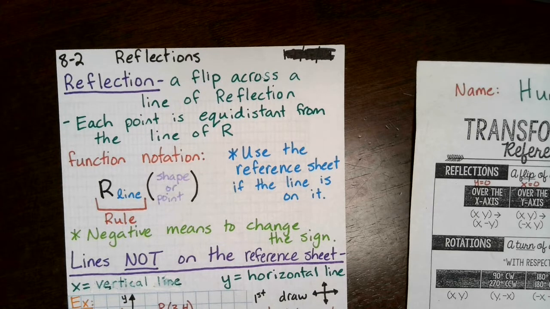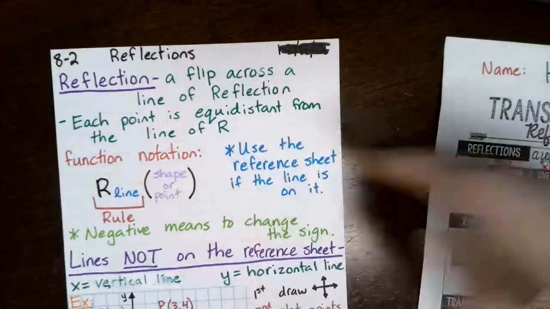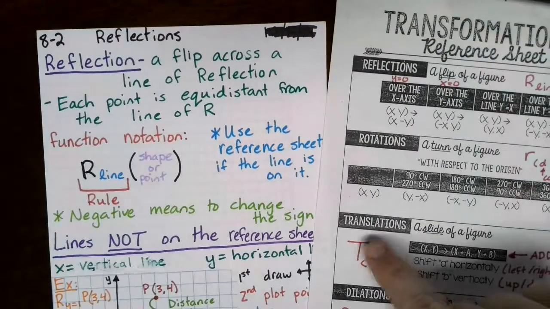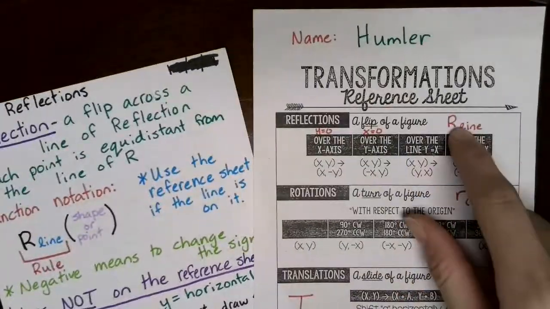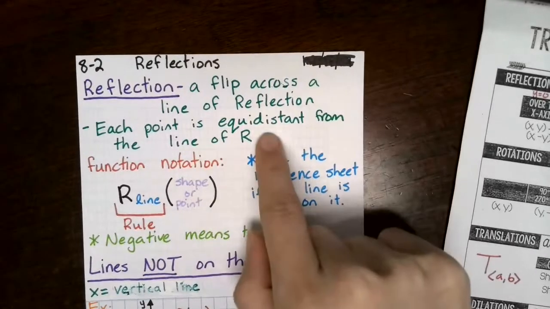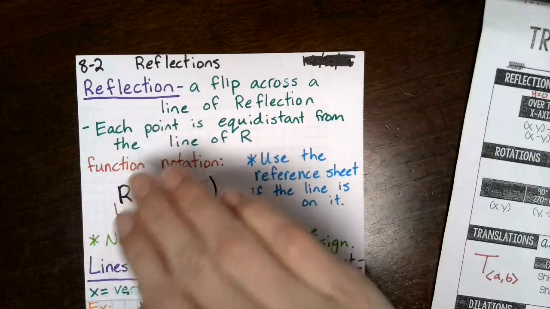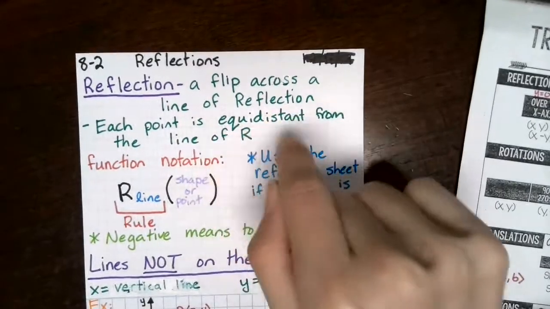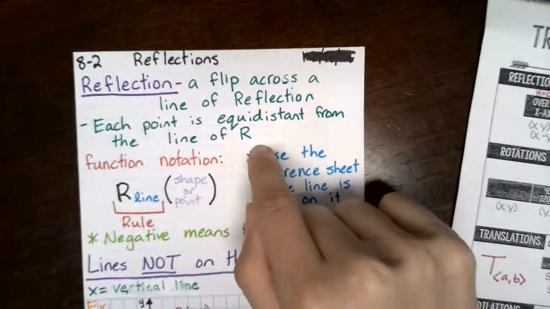Okay, so for 8-2, we're talking about reflections. 8-1 was translations with capital T. For reflections, we use capital R. So a reflection is a flip across a line of reflection. Each point is equidistant, that means equal distance from the line of reflection.